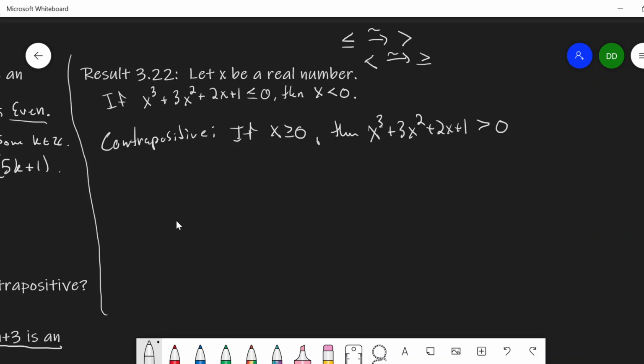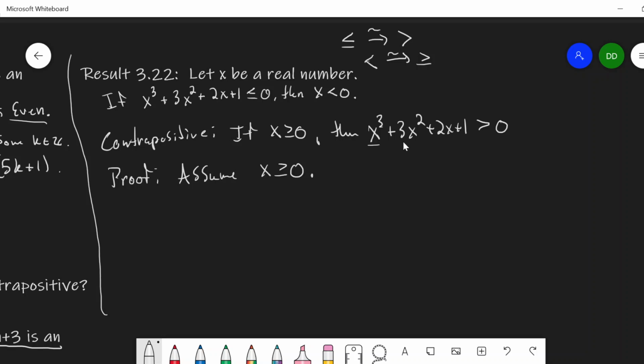So here's the contrapositive, and now we have a leg to stand on. We have more leverage. We know we can assume that x is greater than or equal to 0, and hopefully we can mess with inequalities a little bit and show that this has to be strictly greater than 0. So let's prove it. Assume x is greater than or equal to 0. And I want to show this polynomial is strictly greater than 0.